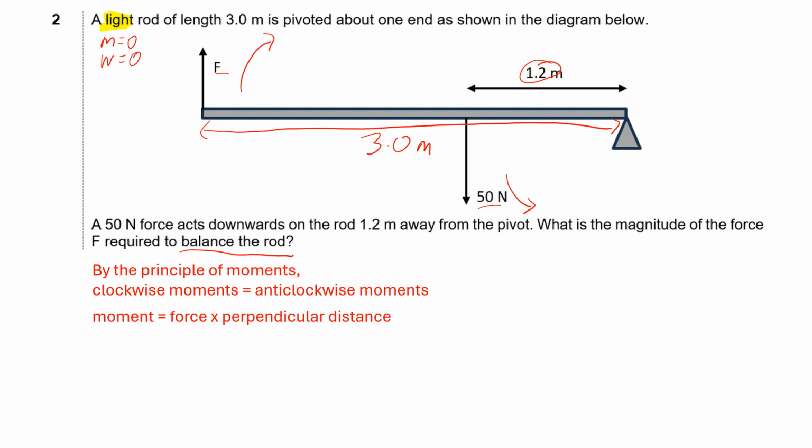So from here, we have clockwise moments equal to anti-clockwise moments, and also our formula for the moment. So what we have here is the clockwise moment, which is force F, whatever its magnitude, times the perpendicular distance of 3.0 meters, equal to the anti-clockwise moment, 50 newtons times the perpendicular distance of 1.2 meters. Once you do the math, which I'm going to omit, the force that you get is 20 newtons.